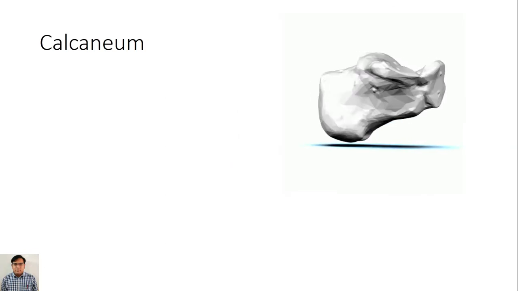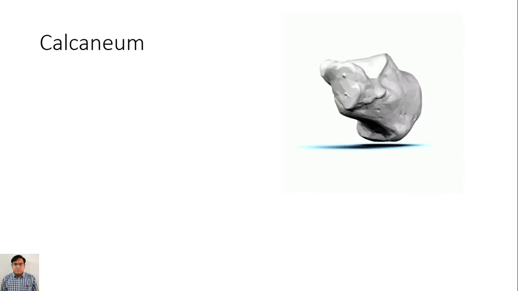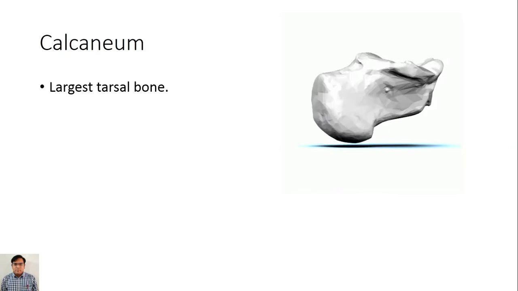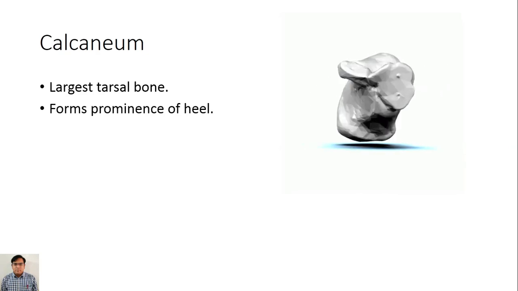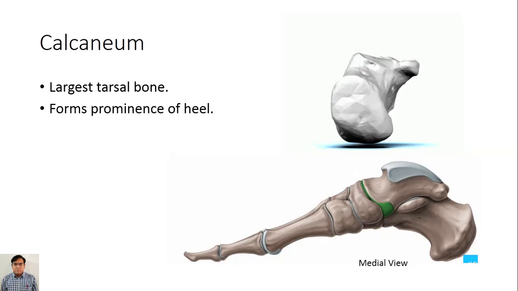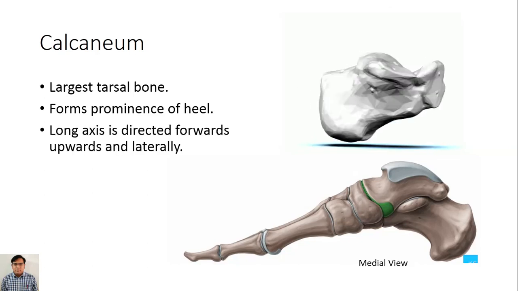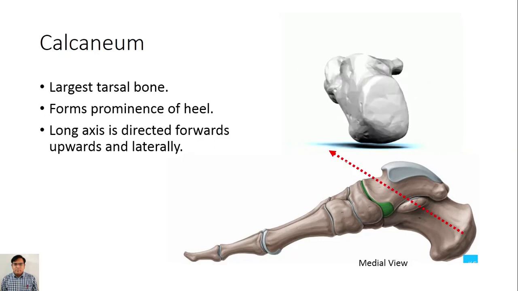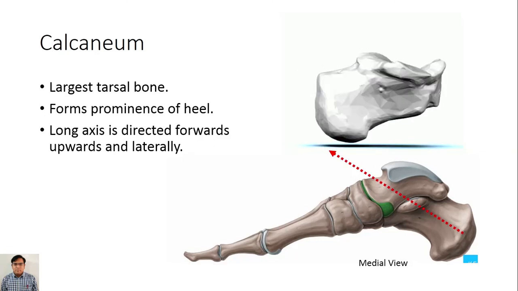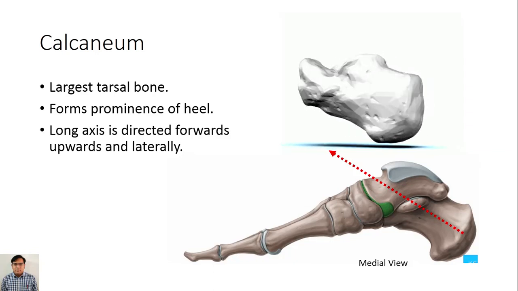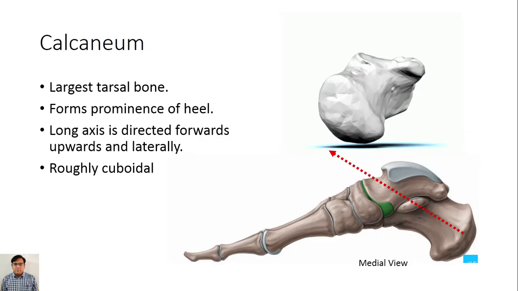Now the calcaneum. Calcaneum is the largest tarsal bone, and it forms the prominence of the heel. So as shown in this photograph, the long axis is directed forwards, upwards, and laterally. So this is long axis of calcaneum, and it is roughly cuboidal in shape.